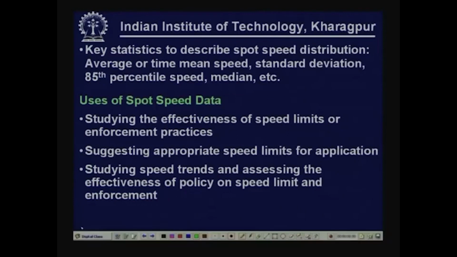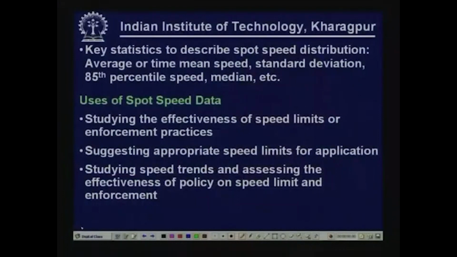When speed is distributed following a certain distribution, some key statistics are required to describe spot speed distributions. What are the key statistics that are normally used? Average or time mean speed, which averages observations over time, standard deviation, 85th percentile speed, median value, etc. They are the key statistics used to describe spot speed distribution.